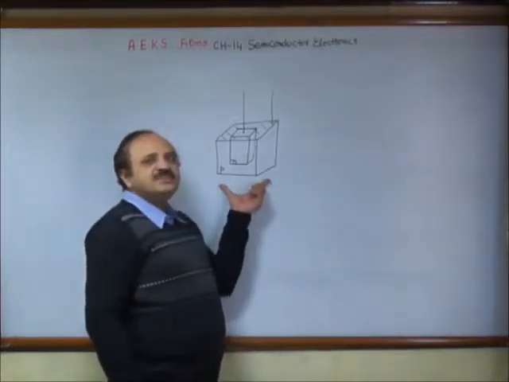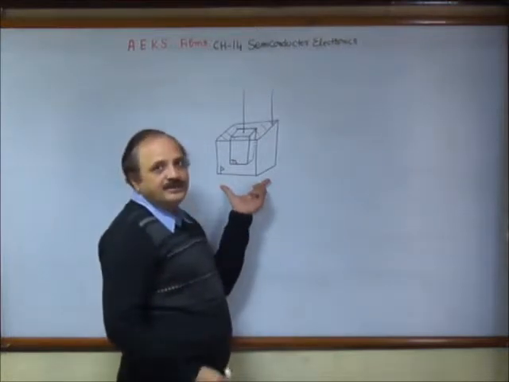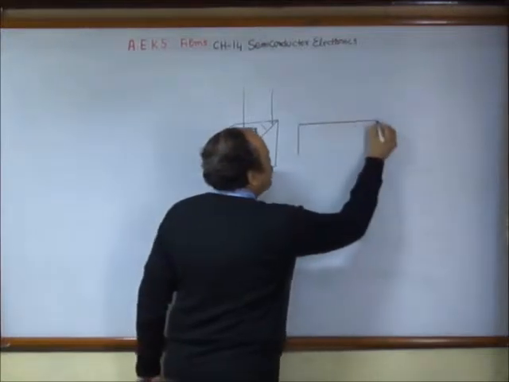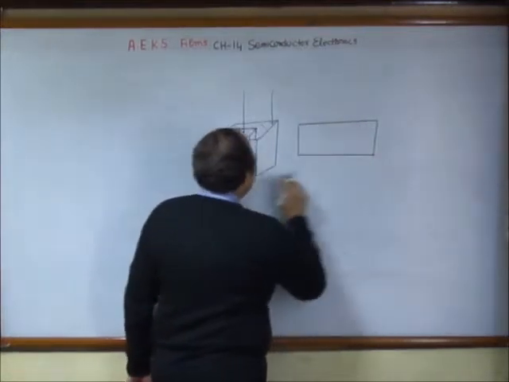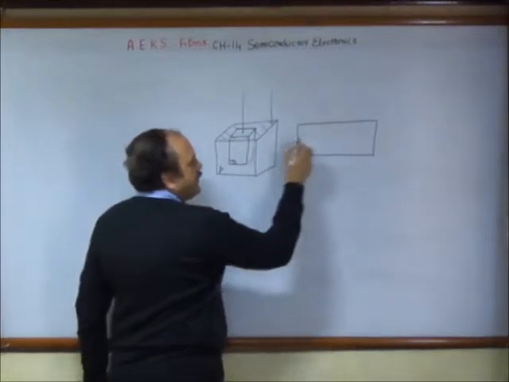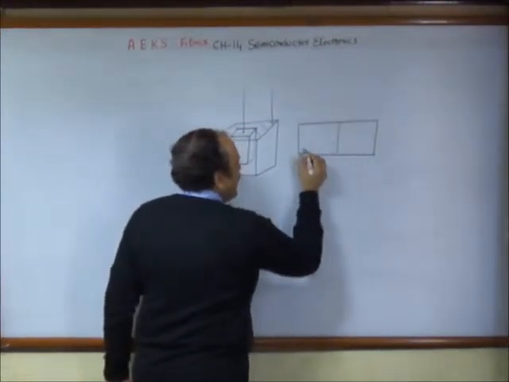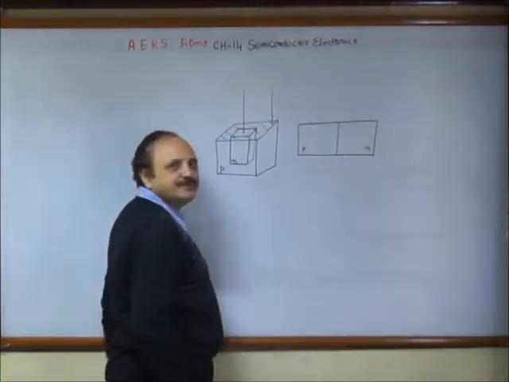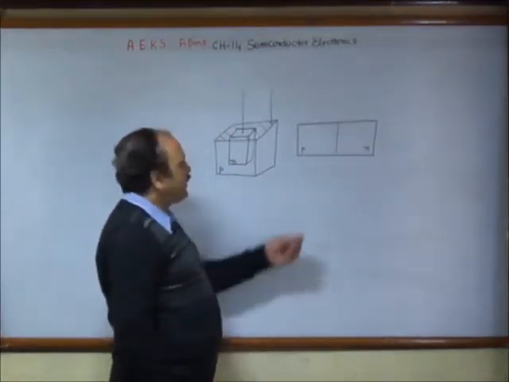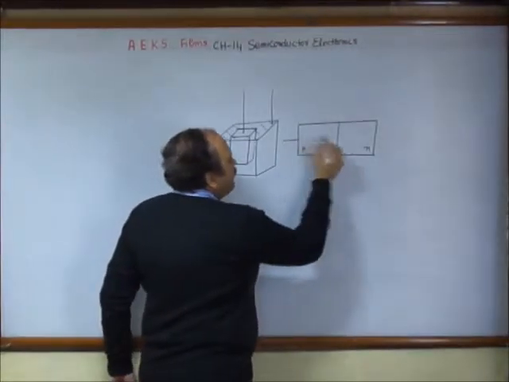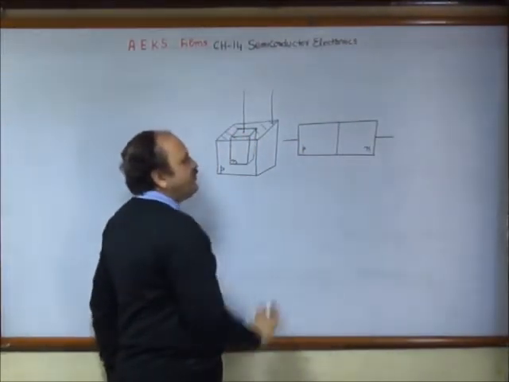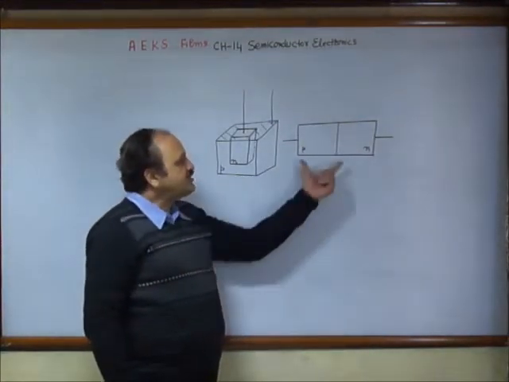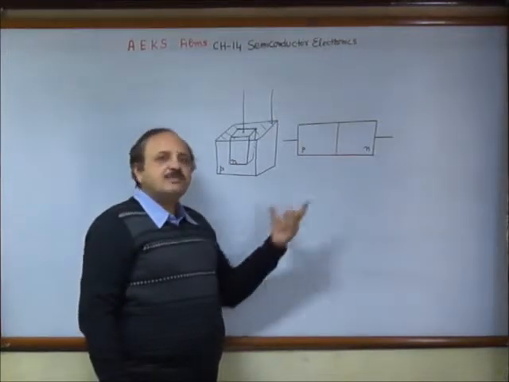In order to represent this diode in a simple manner, we have its schematic diagram where we show these two regions P and N, taking one portion as P type and the other side as N type. The diagram is only giving you information that we have two regions here. Most of the study we will do by taking this diagram, which is the simplest diagram.